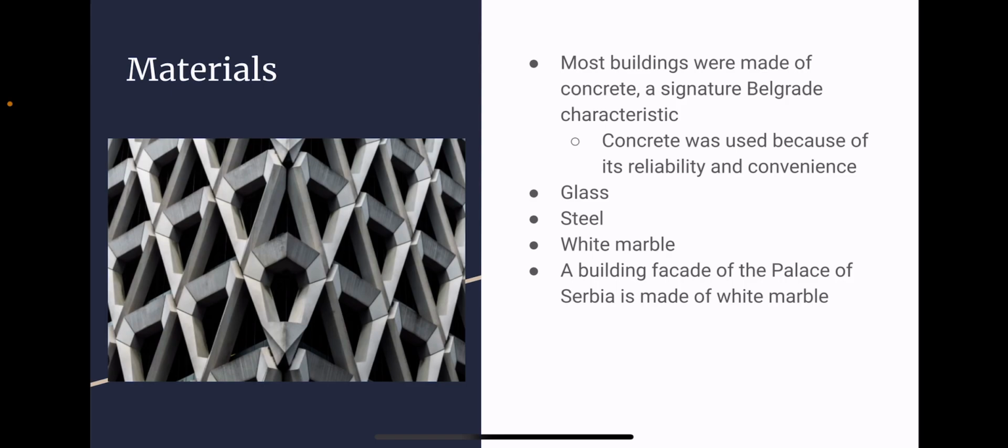So some materials that were used during this time were concrete. It was used the most because of its reliability and convenience, glass, steel, white marble, and the picture on the left is the facade of the Palace of Serbia, which is made of white marble.